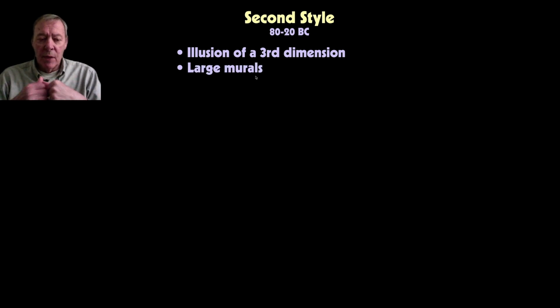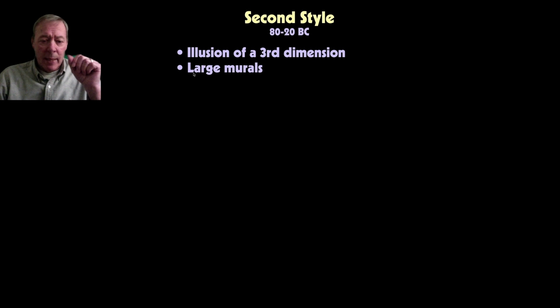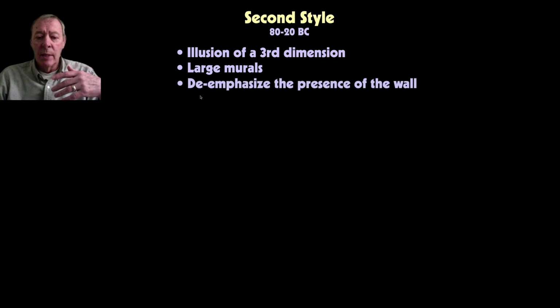These would typically feature large murals, since the idea was to make that wall disappear and instead suggest that you're looking out past the walls of the house into a garden or something of that nature. So the painting had to cover the entire wall for the most part. As a consequence, the intent was to de-emphasize the presence of the wall.